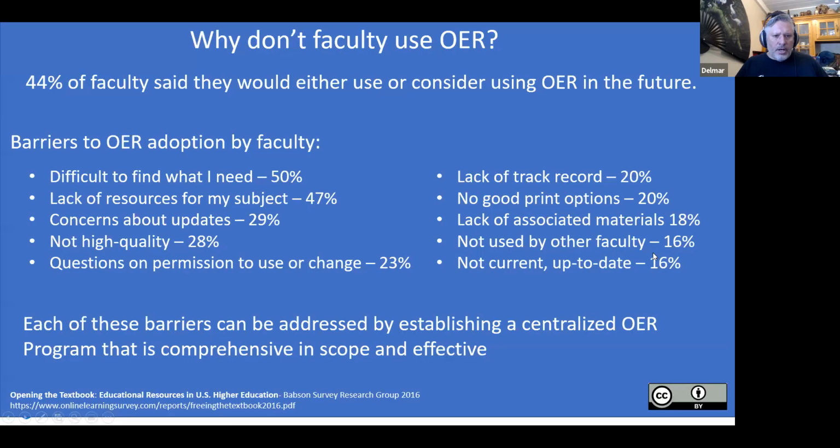So let's start with a general overview, again, of why faculty don't use OER. This was a study that came out in 2016 from the Babson Survey Research Group that identified a range of different barriers associated with the adoption of OER by faculty in the country. All of these barriers are meant to be addressed by the LibreText project in one way or another. And hopefully at this stage, you can understand how we built certain things in order to address each of these aspects that are on there.